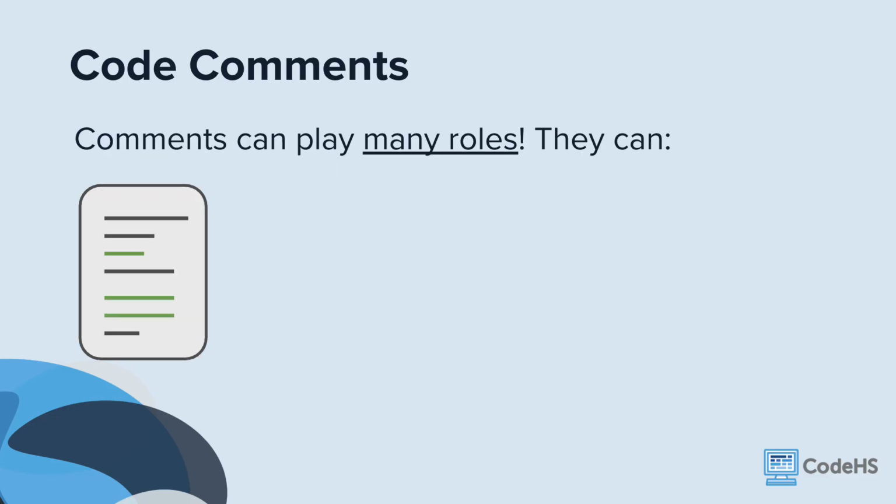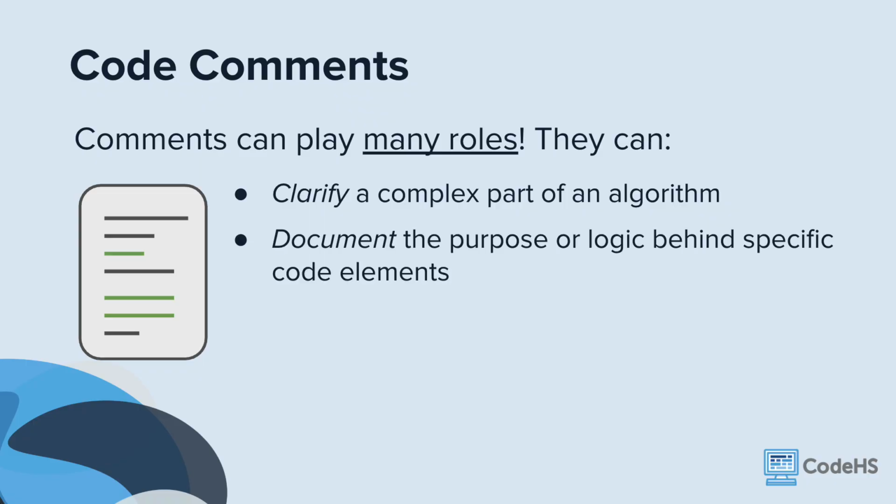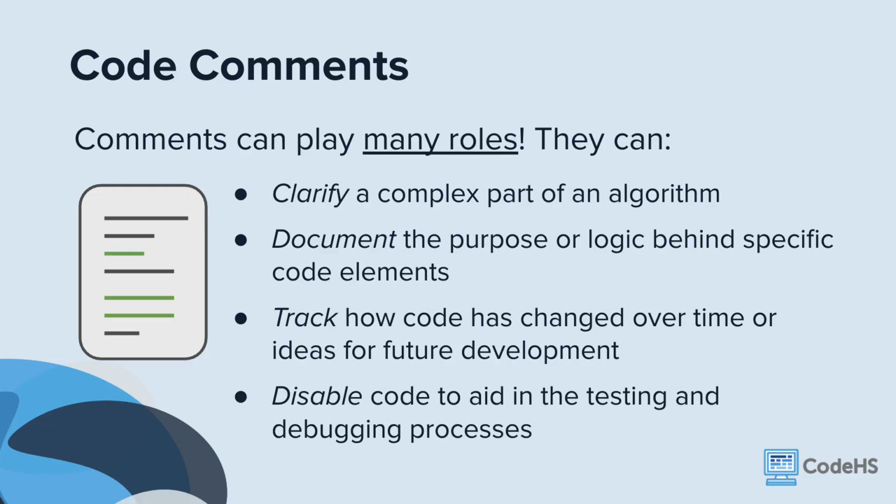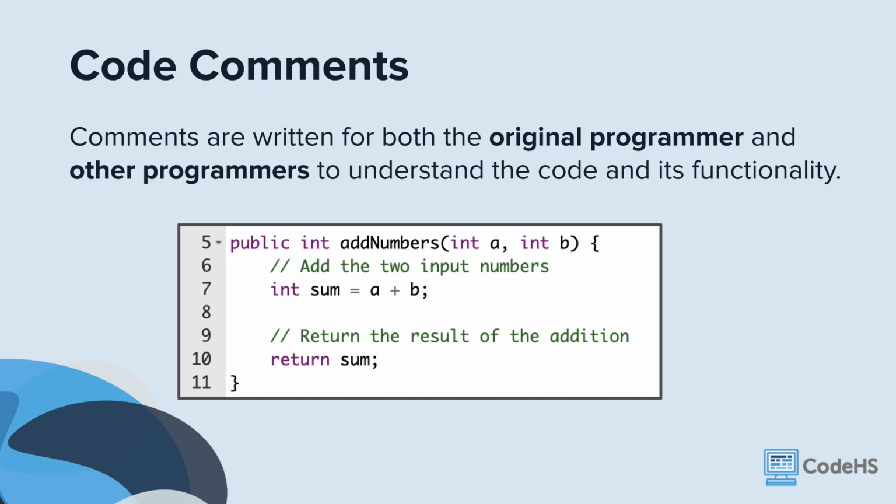Comments can play many roles. They can clarify a complex part of an algorithm, document the purpose or logic behind specific code elements, track how code has changed over time or ideas for future development, or disable code to aid in the testing and debugging process. Comments are written for both the original programmer and other programmers to understand the code and its functionality.